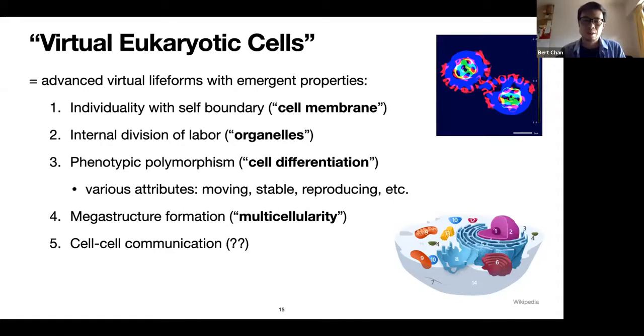We start to see some form of cell-cell communication in these virtual cells. But we are still not sure if it is really communication or just random bits.